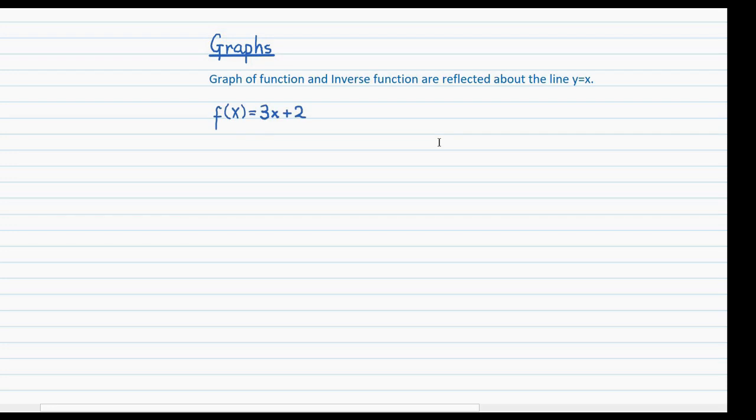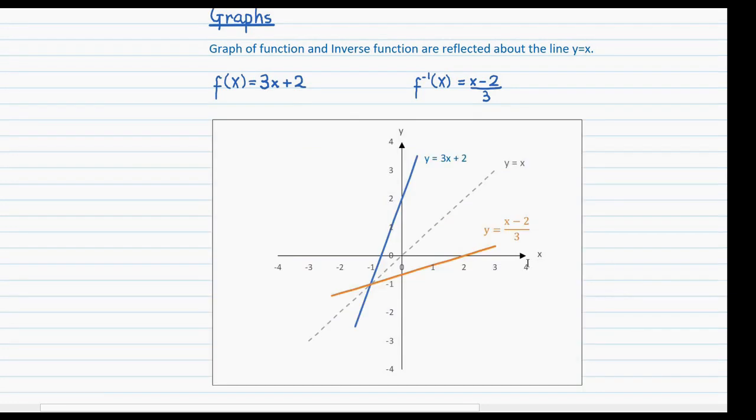When you plot the graph of a function and its inverse, the two graphs will be reflections of each other about the line y = x. For example, with the 3x + 2 function, whose inverse was (x - 2)/3, you get the following graph, where the function 3x + 2 is up here in blue, and its inverse (x - 2)/3 is down here in orange. It's pretty easy to see that they're reflections of each other about the line y = x.